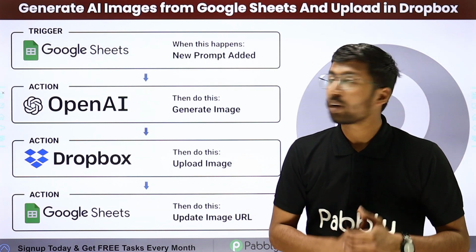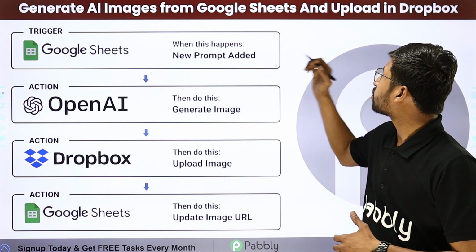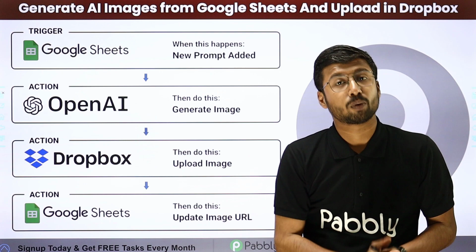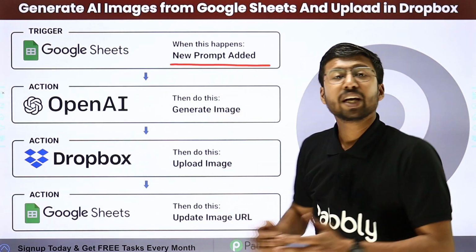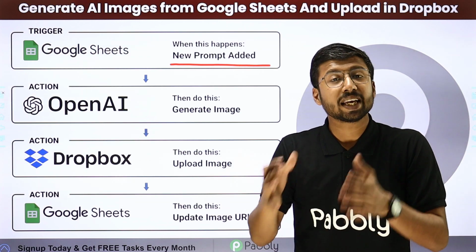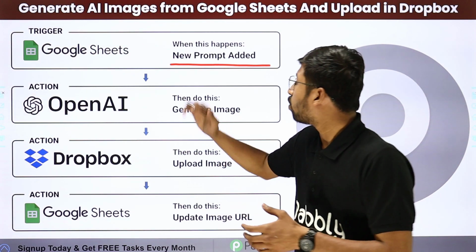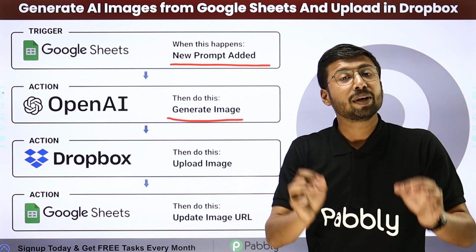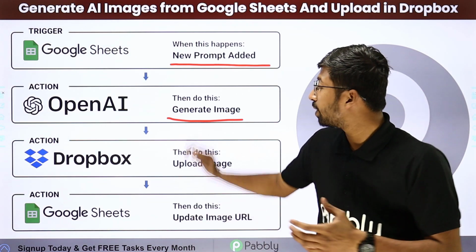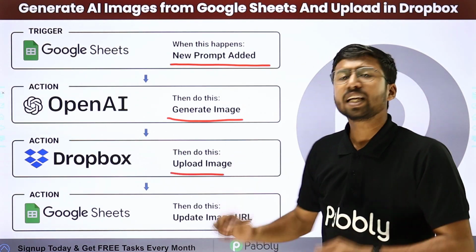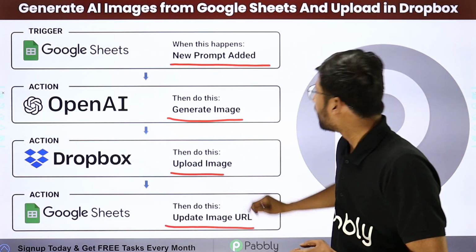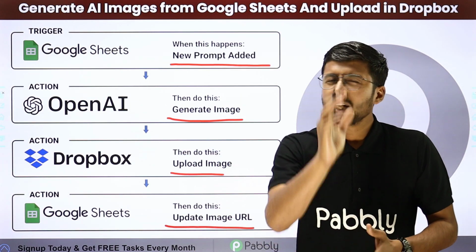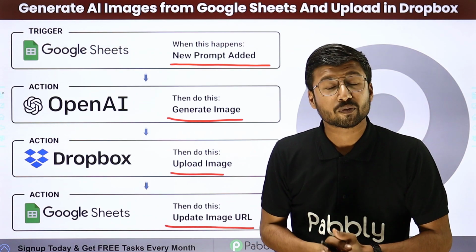So in this video, we are going to learn how to generate AI images from Google Sheets and upload them to Dropbox. In this automation, just by adding the image prompt in our Google Sheet, you can automatically generate an AI image using DALL-E of OpenAI. After generating that image, we are going to upload that same image to Dropbox as well. And the link of that image from Dropbox will automatically update in the same Google Sheet in which we have added the prompt.